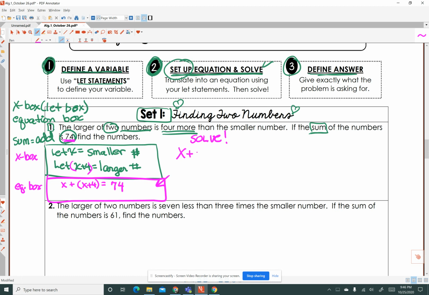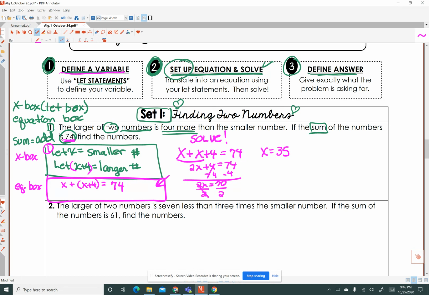X plus 4. You could have the parentheses or not. It really doesn't matter with this kind of a problem. Equals 74. So we can combine like terms here. 2x plus 4 equals 74. We'll subtract 4 from both sides. 2x equals 70. We'll divide both sides by 2. And x equals 35. So now remember, we've defined our variable right here.